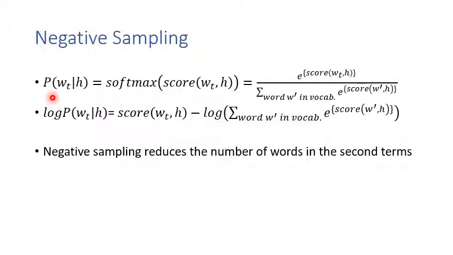Remember, our goal is to maximize the log of the softmax function. And the log of the softmax function is equal to the score of Wt and context minus the log of the other words. So negative sampling can reduce the number of words in the second term.